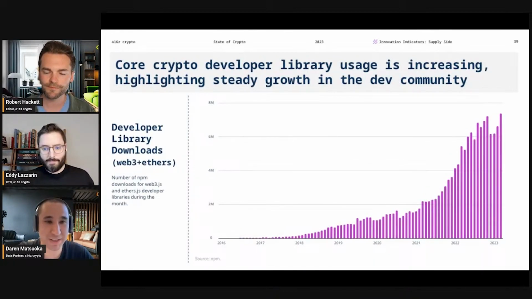Another lens that we can look at this through is developer library downloads, specifically Web3 and Ethers, which are tools to help crypto users interact with smart contracts that are being deployed through a front end. And this chart is pretty much up and to the right, showing steady growth in the dev community.